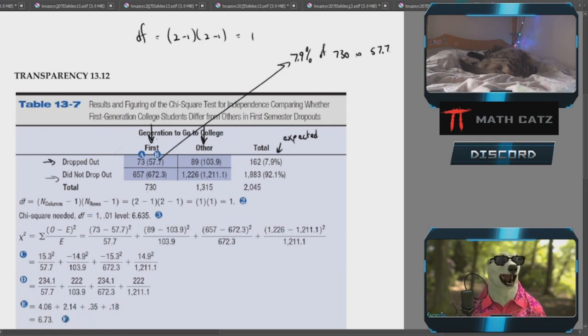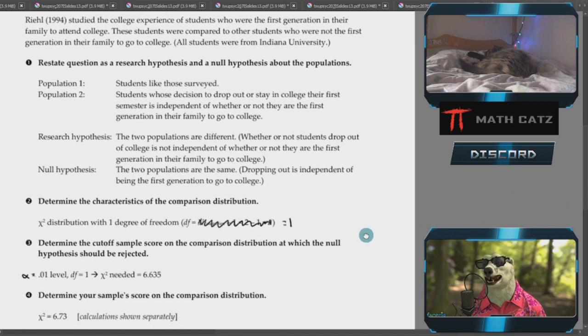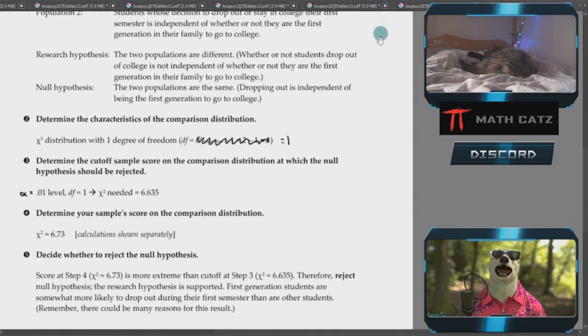I can then go back. And remember, you can, of course, always pause the video if you need to read it more carefully. What did I just say? 6.73. So it's close. It is close. But it is more than our cutoff. We therefore reject. That's why we have a cutoff, to make a clear decision, yes or no.